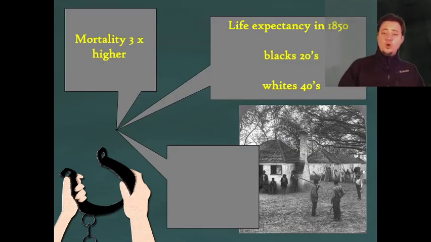Of course, if you were a slave, life was pretty miserable. You had 3 times a higher chance of dying than anybody else, mostly because of the long work hours that you put in.